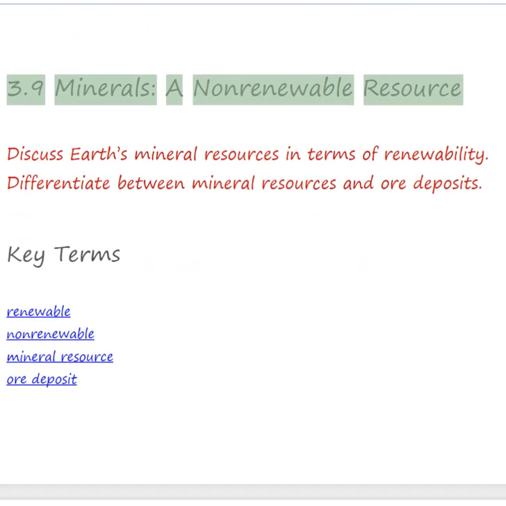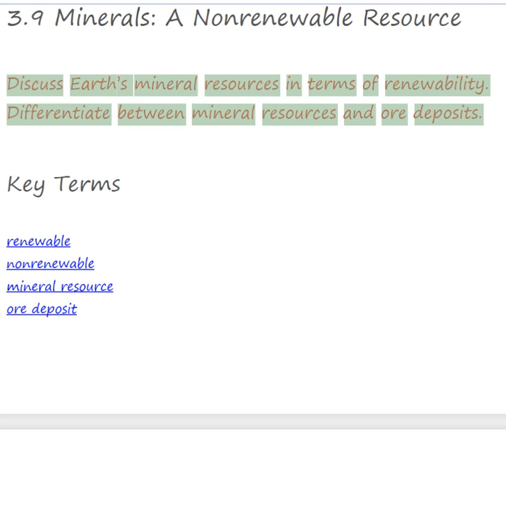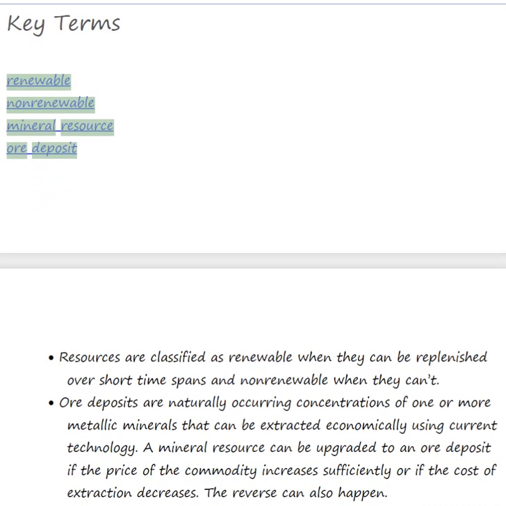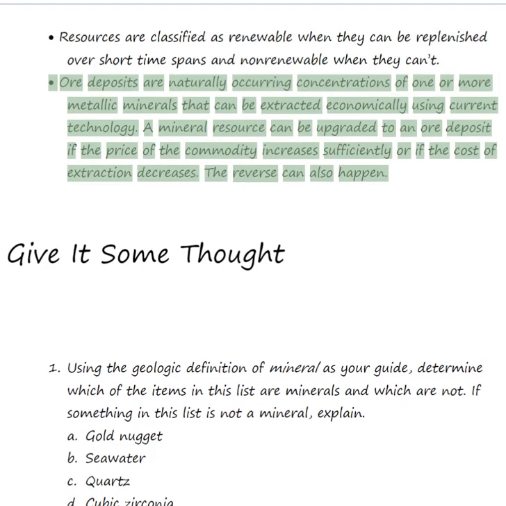3.9 Minerals, a non-renewable resource. Discuss Earth's mineral resources in terms of renewability. Differentiate between mineral resources and deposits. Key terms: renewable, non-renewable, mineral resource, deposit. Resources are classified as renewable when they can be replenished over short time spans and non-renewable when they can't. Ore deposits are naturally occurring concentrations of one or more metallic minerals that can be extracted economically using current technology.